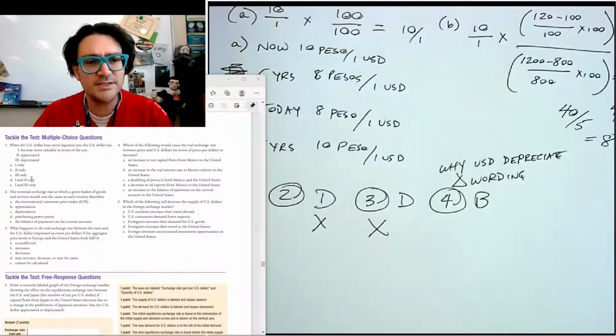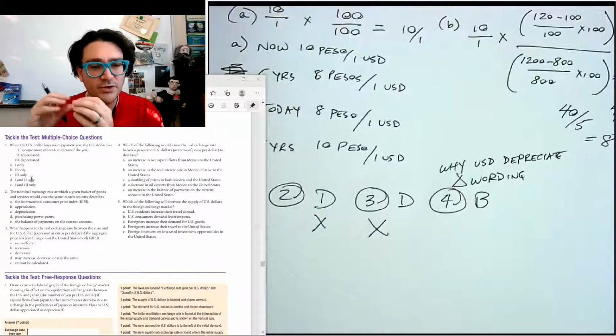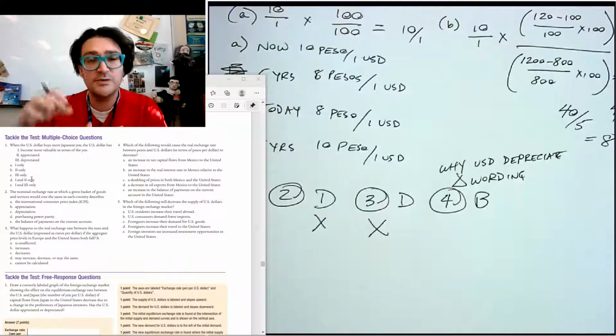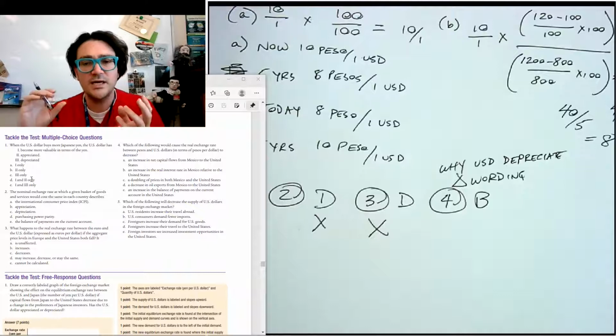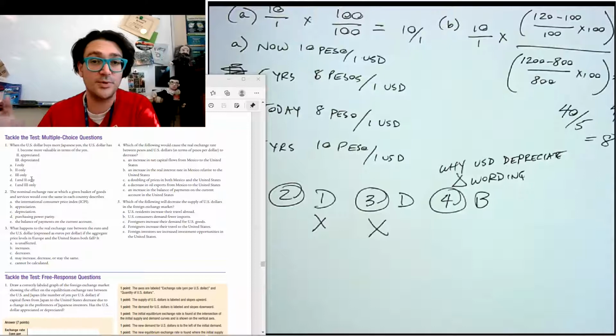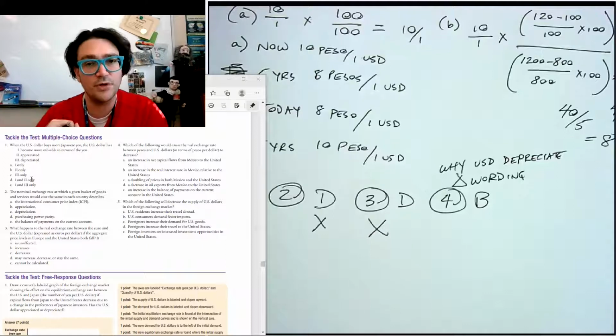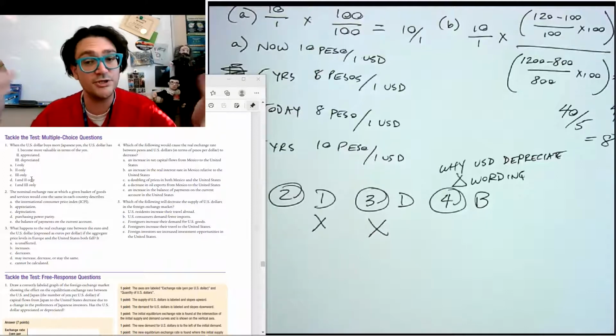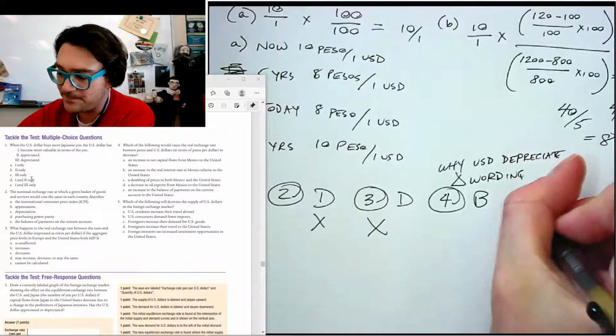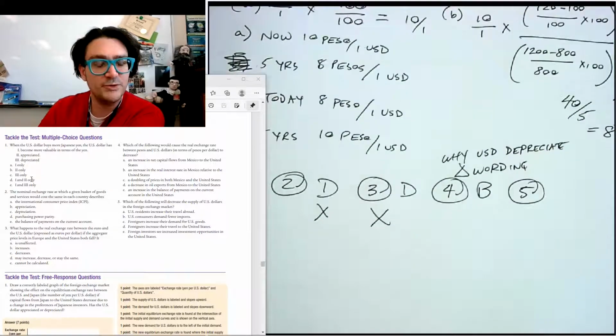E, an increase in the balance of payments in the current account in the United States. So that actually means that the US current account is getting bigger, which means that the US is actually selling more goods and services to the world. And that would cause the US dollar to appreciate, because in order for people to buy the American stuff, they need American dollars. So it's more pesos chasing fewer and fewer US dollars, causing the dollar to appreciate rather than depreciate.